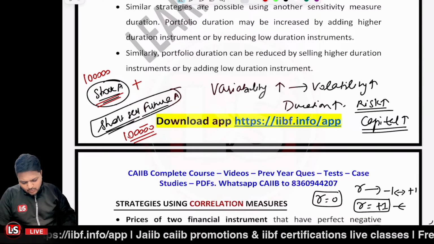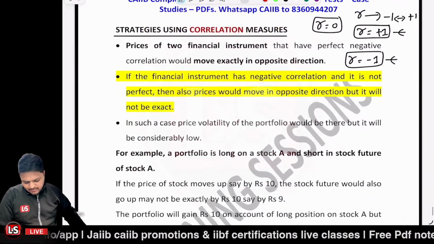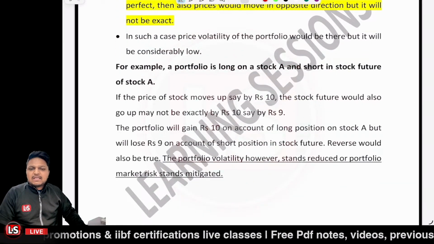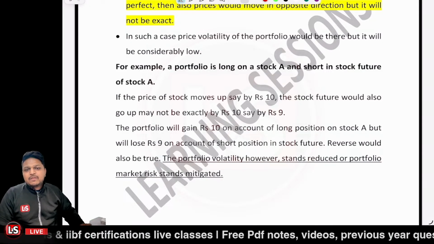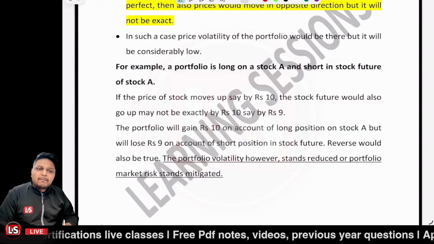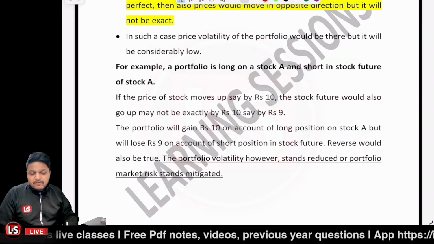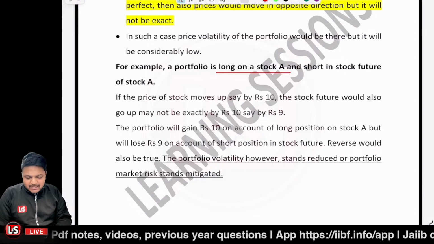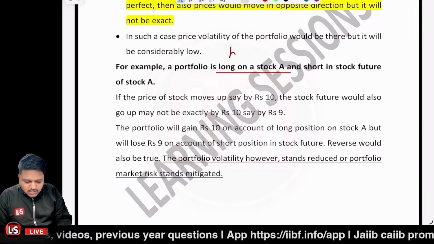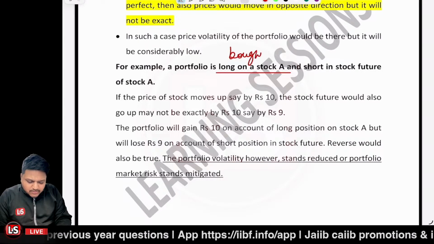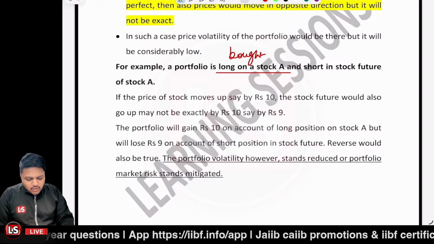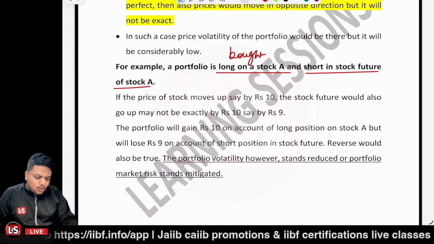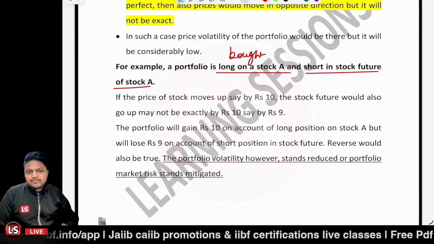That is how it works in case of the correlation measures. Now let's have a look at this example over here. Let's say you have taken a long position in stock A. Long position means that you have bought the shares, all right? And short position in futures of stock A means you have sold the futures, right?